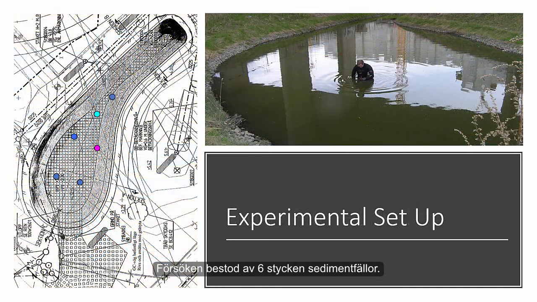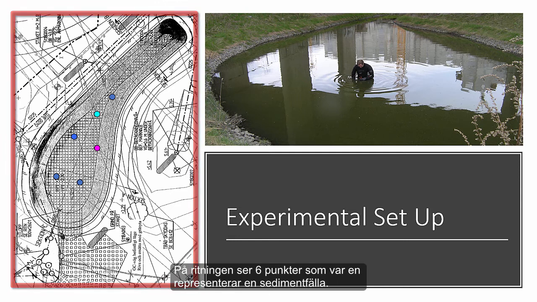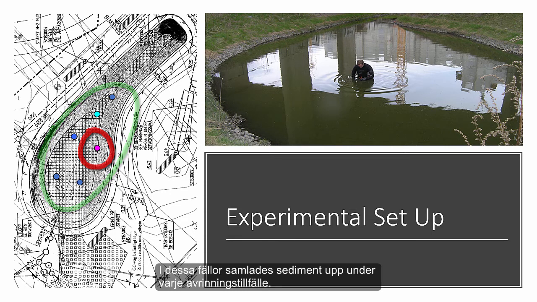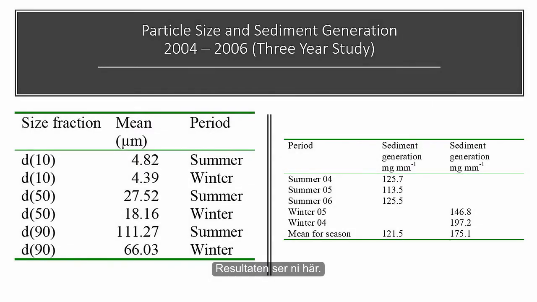The experimental setup was based on 6 sediment traps. Here to the left you see the drawing of the pond at Lilla Essingen, and you see the 6 dots representing the sediment traps that are used to collect the sediment during each runoff event. On the picture to the right you can see a good friend and colleague placing the sediment traps in the correct location in the pond. The result you can see here.